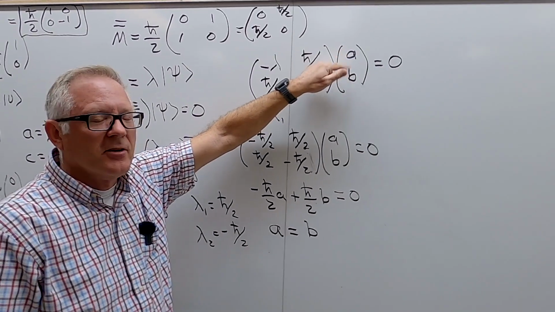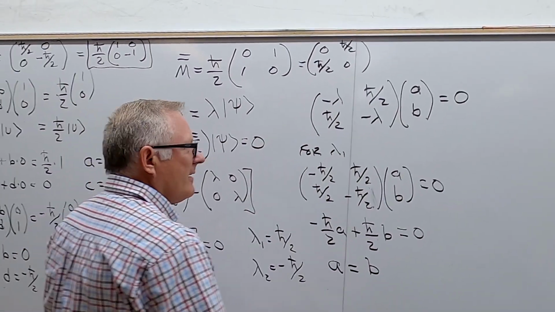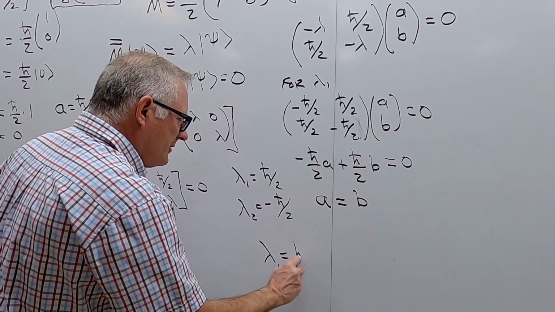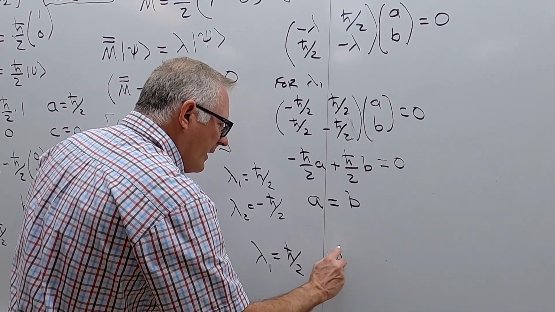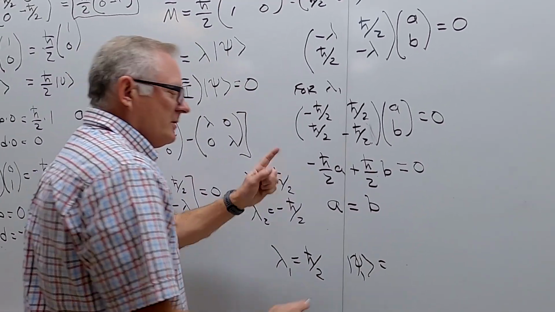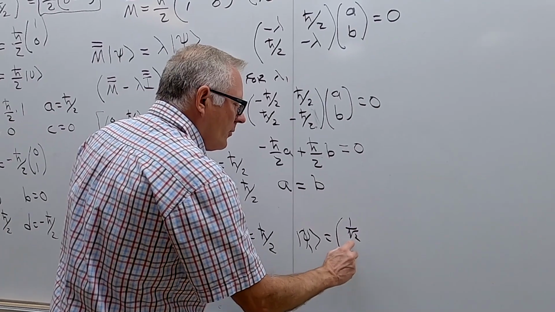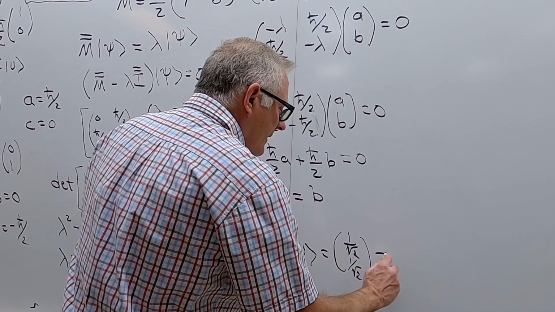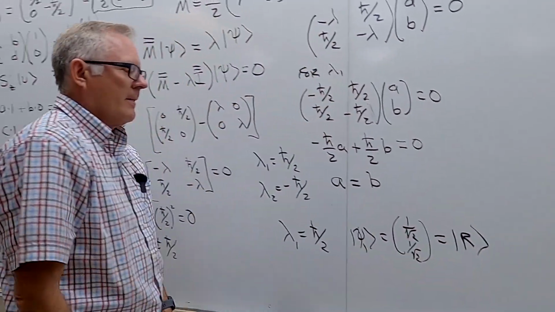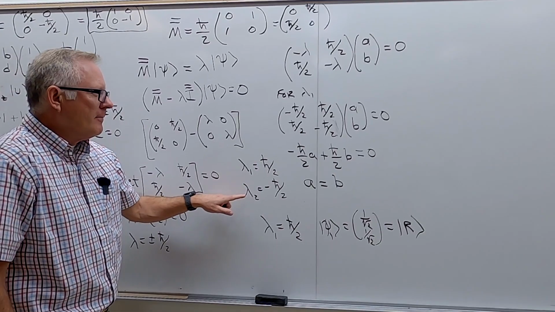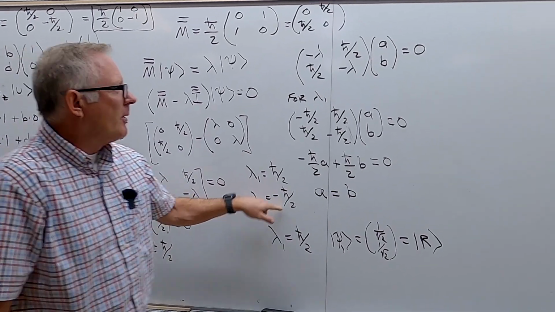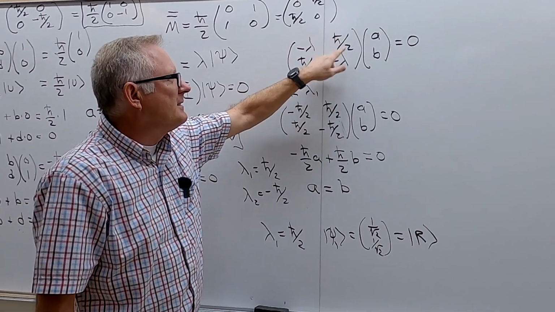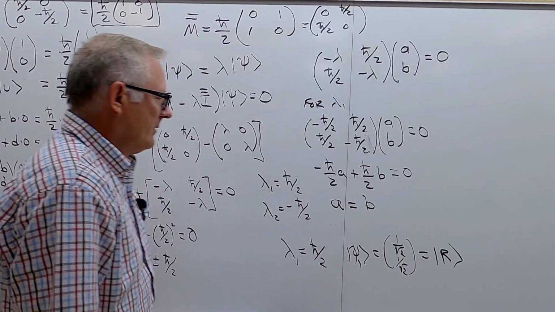A equals b. Well, if a equals b, we know what they both are. They're 1 over the square root of 2. So it looks like my state psi 1, the one that's associated with lambda 1, which was h bar over 2, the psi 1 was just 1 over the square root of 2, 1 over the square root of 2. Well, heck, that was just my right state, if you remember. That's just my right state. And then when I plug in the minus h bar over 2 up into here, this is going to be plus h bar over 2 plus another h bar over 2.